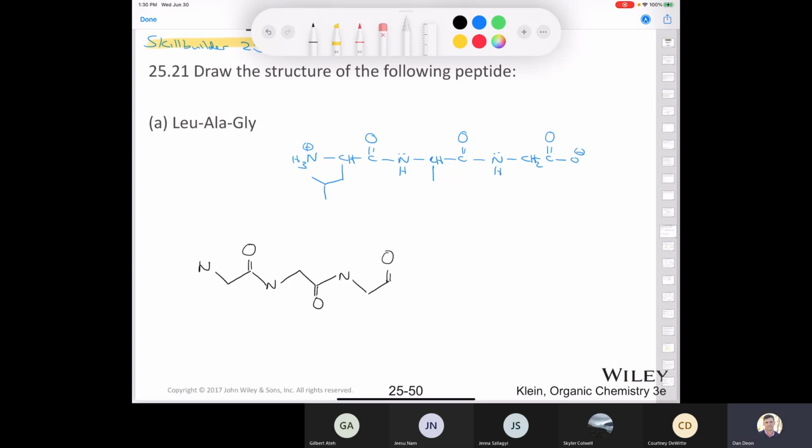So let's take a look. I'm going to move it over a little bit, over here like this. All right. So on our C terminus, we're going to draw it as a carboxylate. On our N terminus, we'll draw it as the protonated form. So on the first alpha carbon, we're going to draw the isobutyl group. So isobutyl, like this.